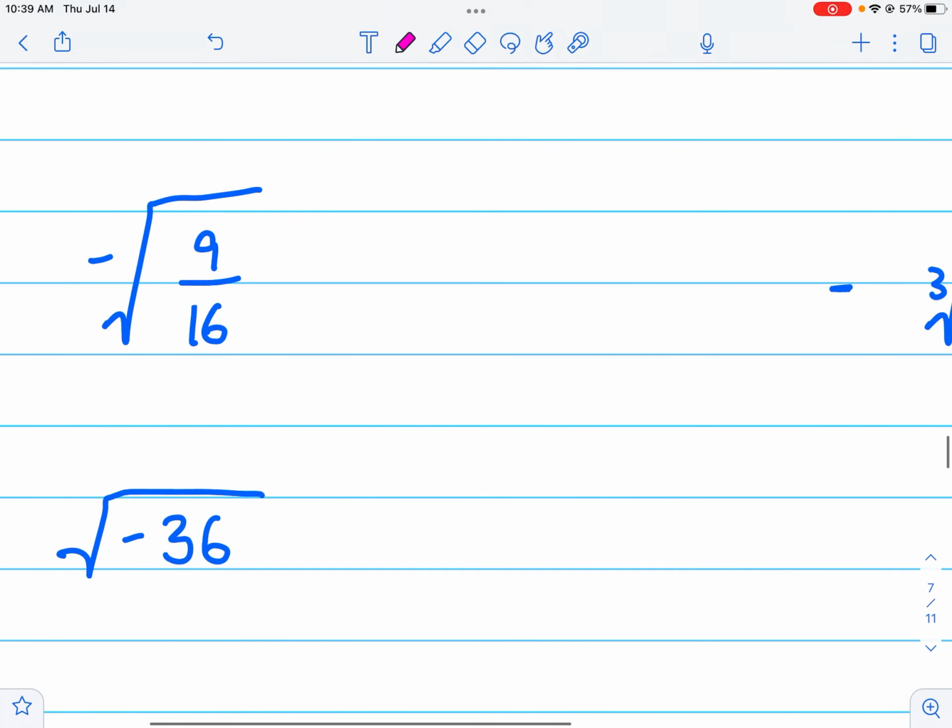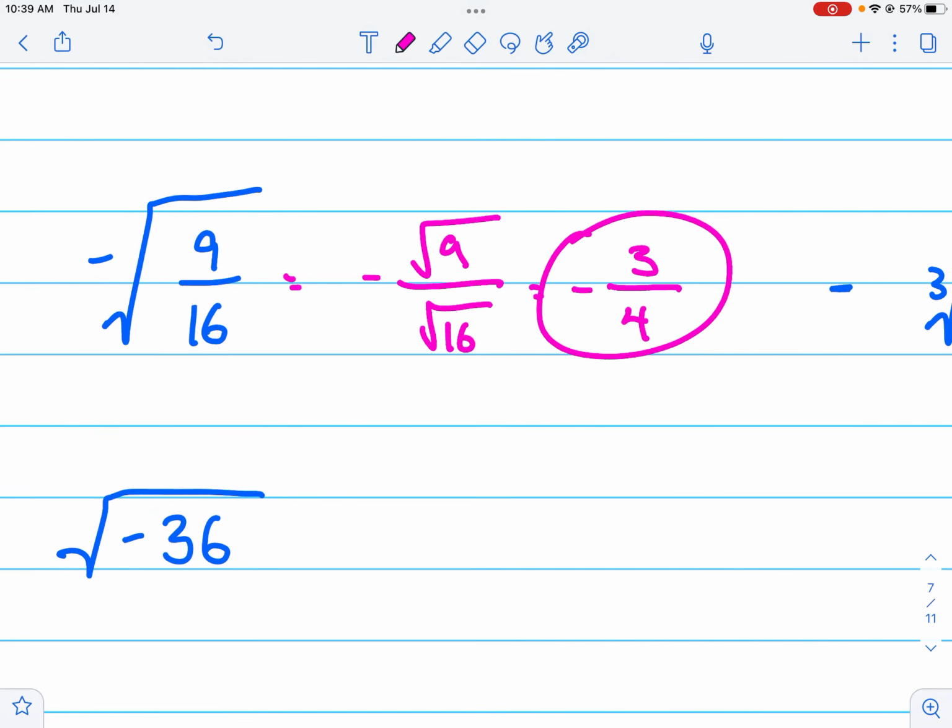If you have fractions, you're allowed to deal with the fractions individually. This one has a negative in front, but you can deal with it like this. You can just do the top number and the bottom number as 2 separate numbers. So the square root of 9 is 3 times 3, so 3, and 4 times 4 is 16, so there's your answer.